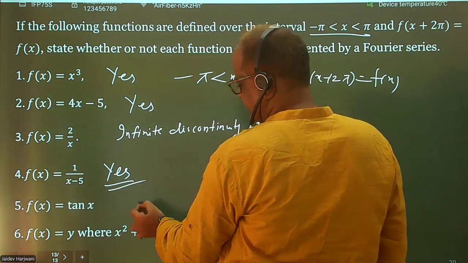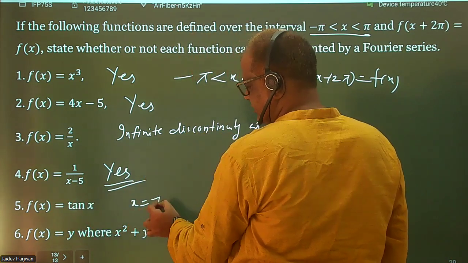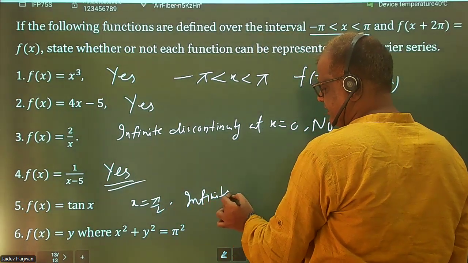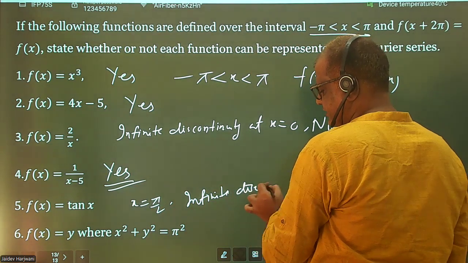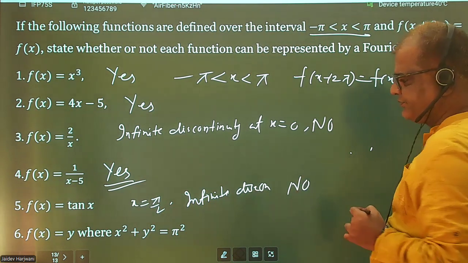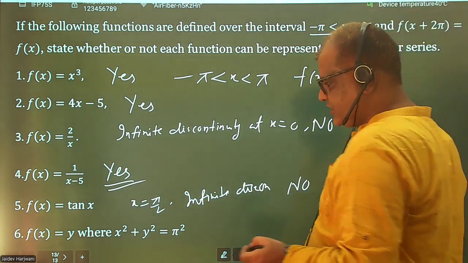Okay, at x is equal to pi by 2, there is an infinite discontinuity. So this cannot be expanded using a Fourier series. And now you have question 6.